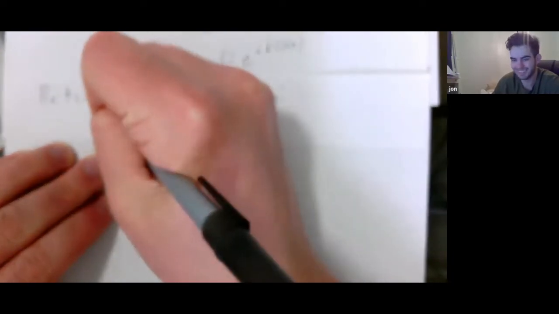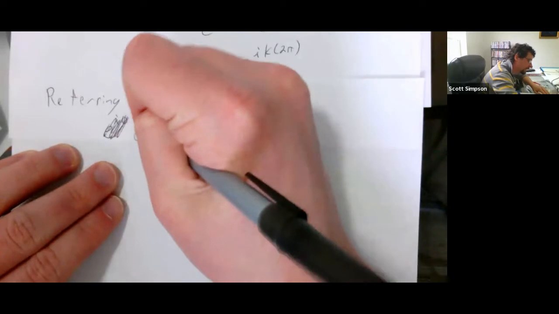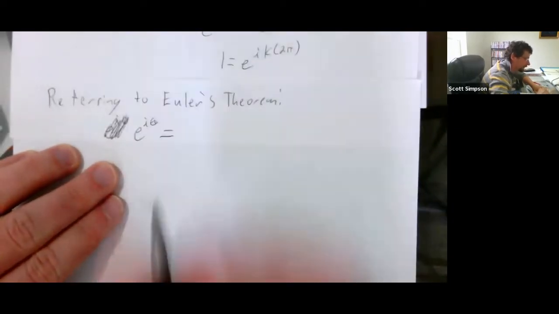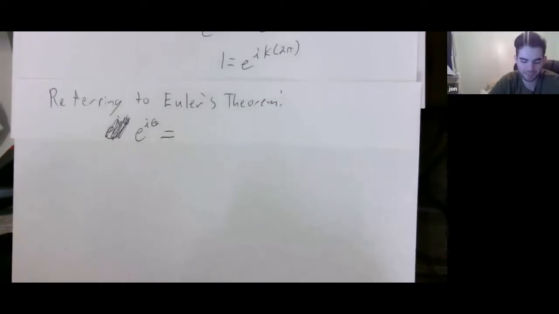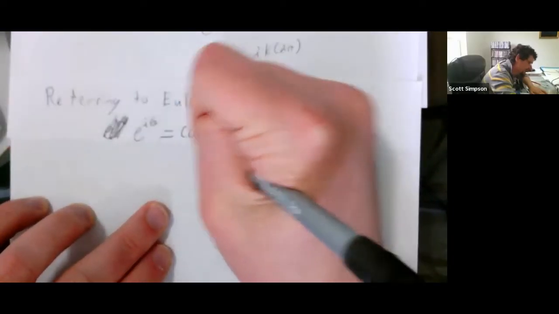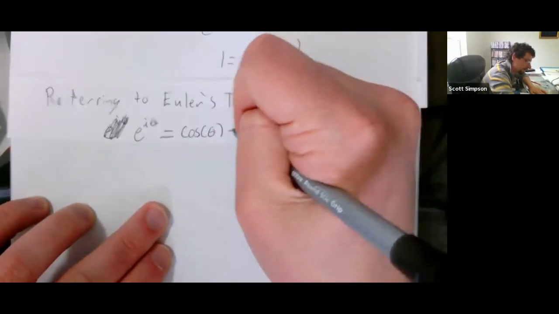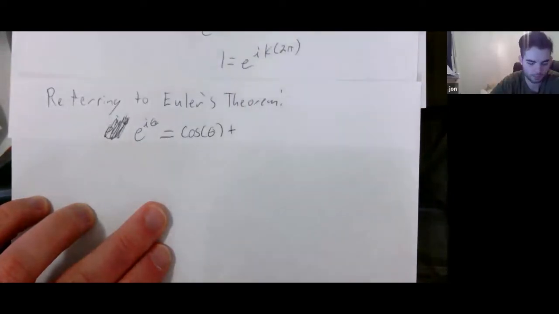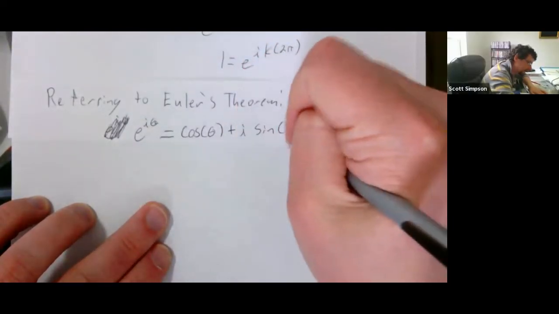So if we go back to e to the i phi, actually, let's not do phi. Let's do e to the i theta. Do you remember how to express that in terms of sines and cosines? Cosine plus sine. There is a cosine theta, plus there's another term. Oh, it's i sine theta. Yep, i sine theta.